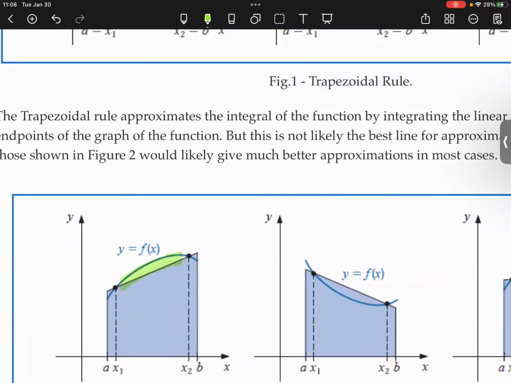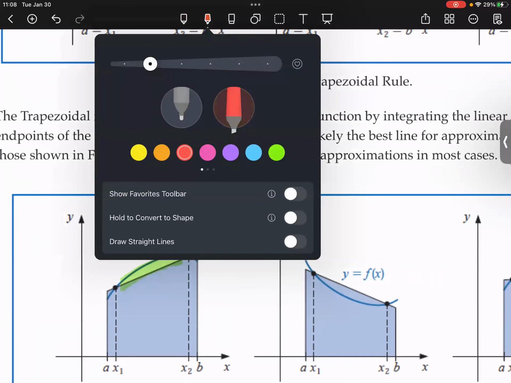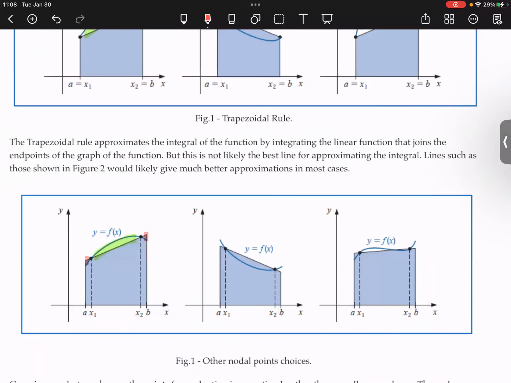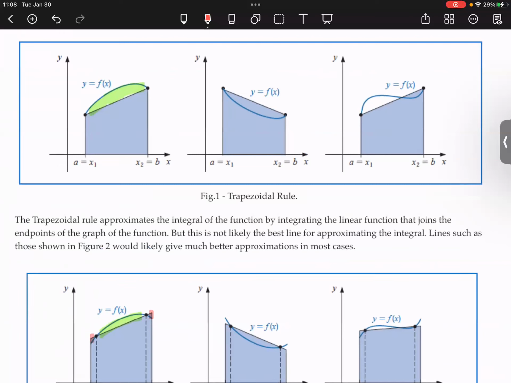The white space here, and then also some, and then minus the extra part here. So the green part minus the red part here. This is the extra part, and then minus this part, and that's the error. And if we compare these two graphs, it looks like we would have a better approximation here. So this inspires us to choose the nodal points smartly, and not just use the equally distributed points.